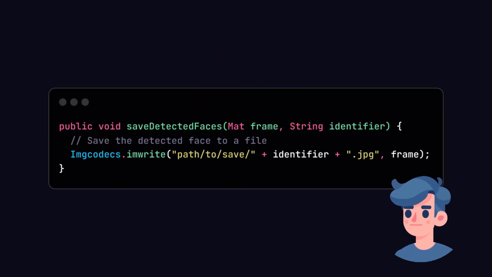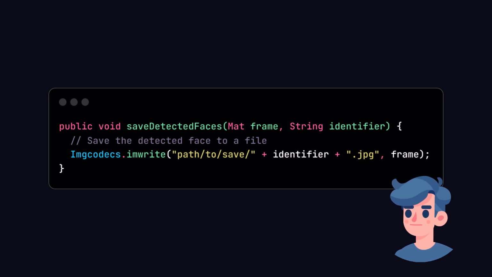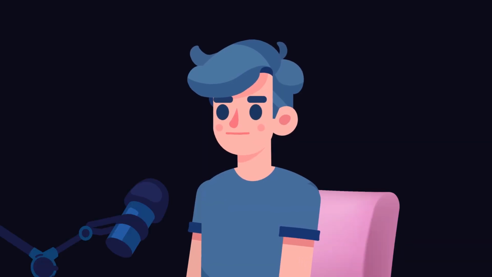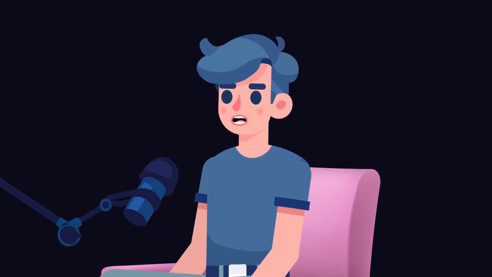Now, let's add functionality to save the faces detected for recognition purposes. This means we'll need to implement an additional method that captures images of the recognized faces and saves them. The saveDetectedFaces method takes a frame and an identifier as input. This method utilizes the Imgcodecs class to save the captured image to a folder. Depending on the identifier, you can create unique files for different users.